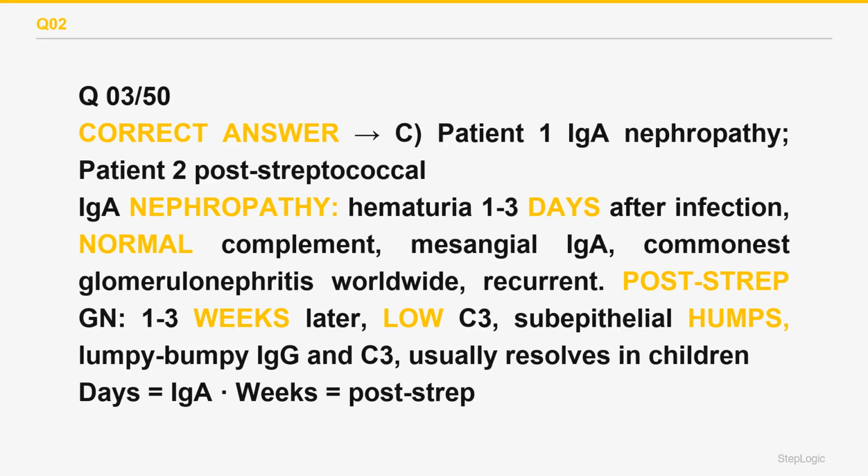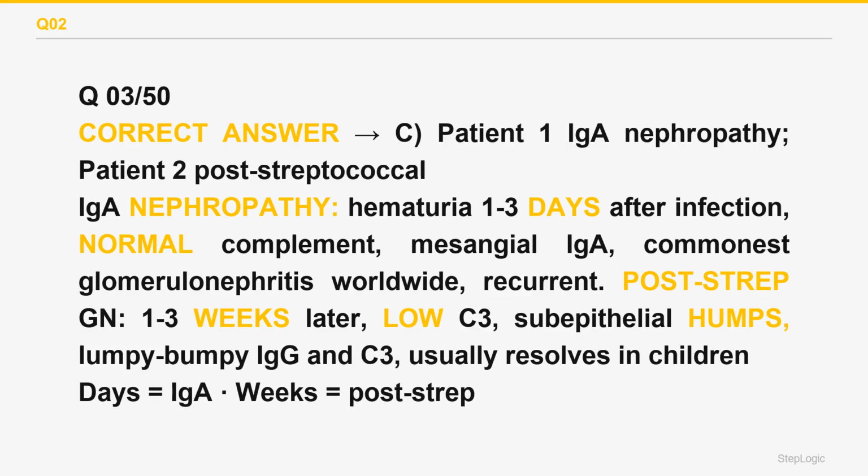The correct answer is C. The prognosis diverges as sharply as the timing. Post-streptococcal glomerulonephritis in a child usually resolves completely, whereas IgA nephropathy is a chronic, recurrent disease that progresses to end-stage renal disease in a substantial minority.